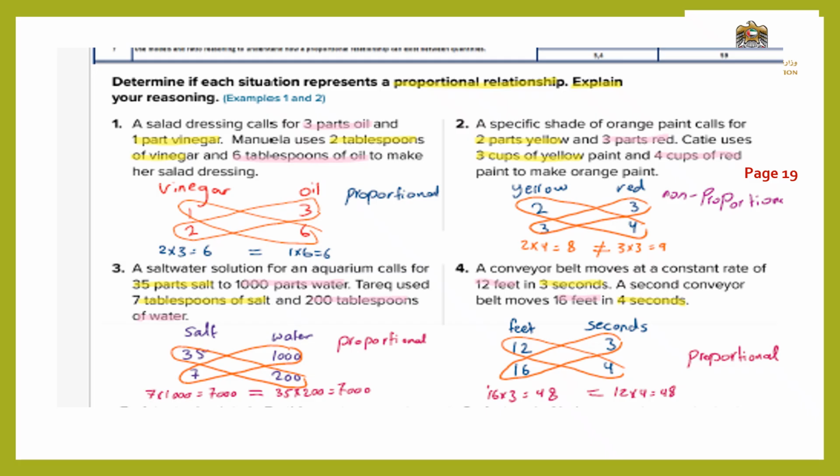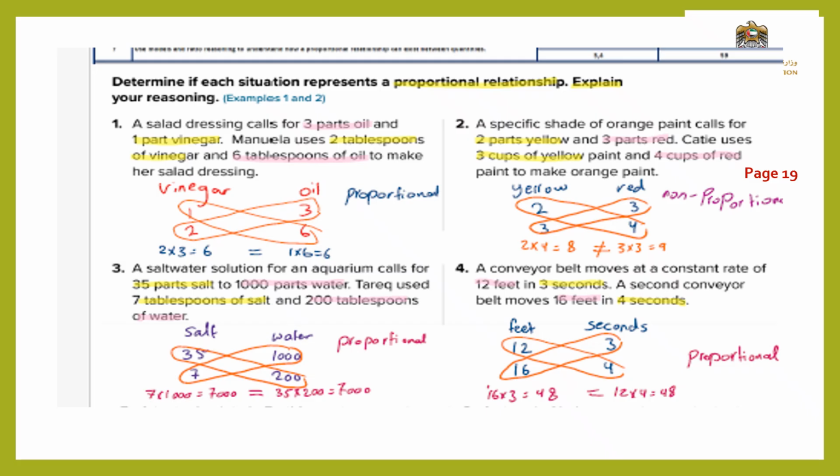This is the first one, 3 and 1. The second one, 2 tablespoons of vinegar, 6 tablespoons of oil. This one you cross multiply and check. 1 times 6 is 6, 2 times 3 is 6. Both multiplications give the same number, 6 and 6. In that case this is proportional. If it is not the same, it is non-proportional.